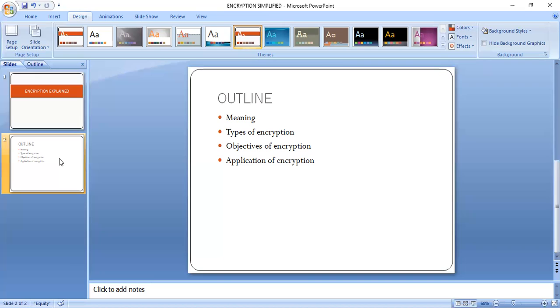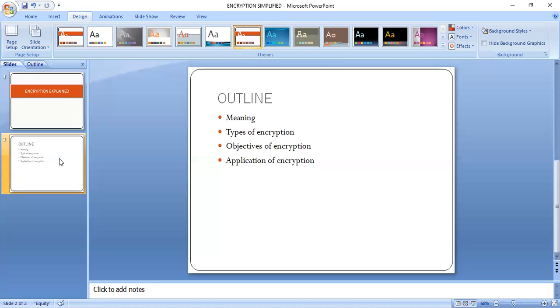When you want to have access to a system, to an application, you need a password. So with the password, you are given access. The same thing with encryption. You want to have access to an encrypted document, you need to have the key.